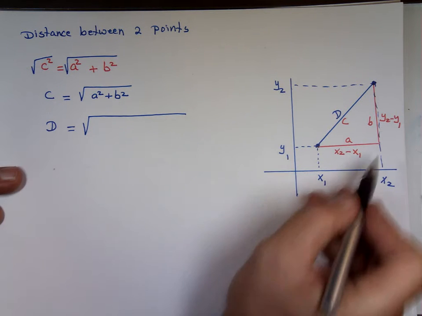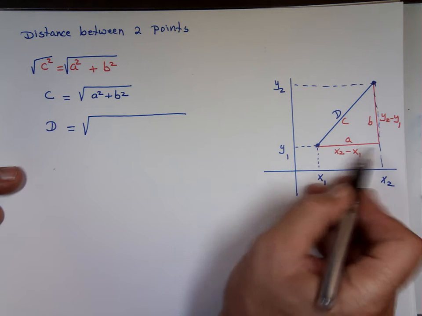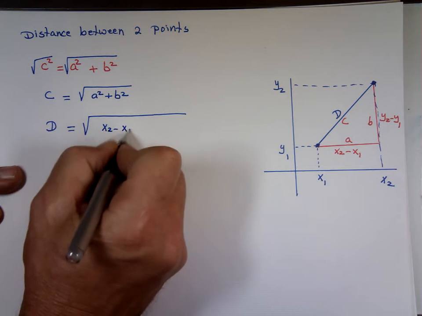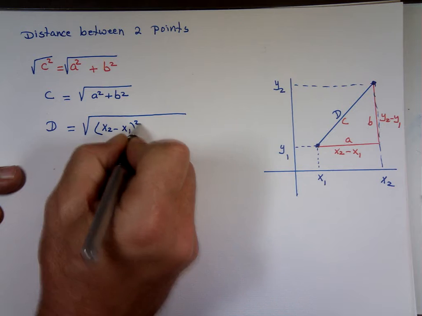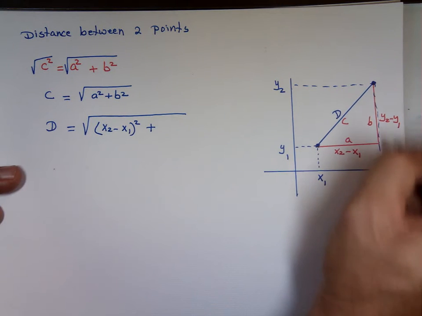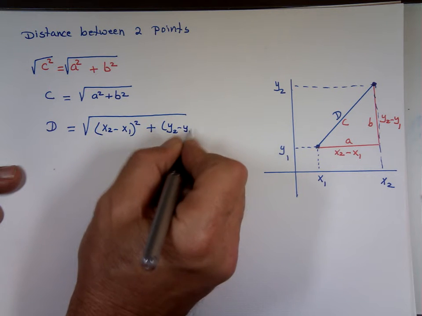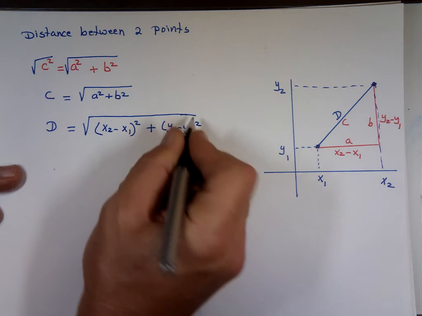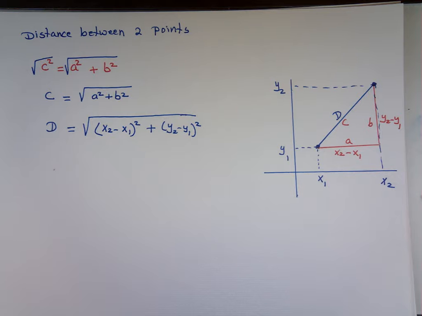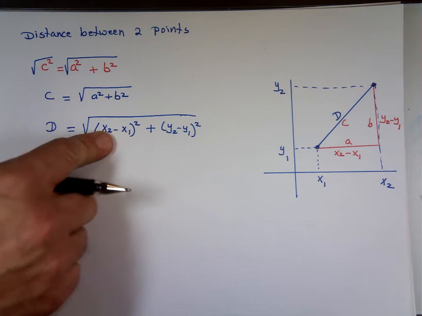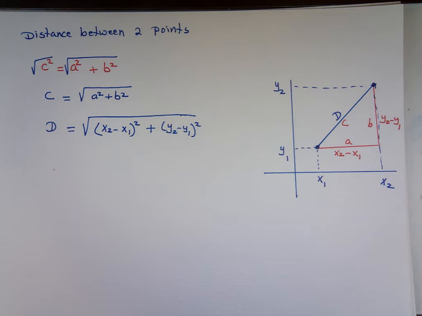What is A? A is this distance, which is x sub 2 minus x sub 1, squared. And B is that distance, which is y sub 2 minus y sub 1, squared. And that's the equation you see in our book. Don't be surprised if you see y written first and x second, or x first and y second. Doesn't matter. But that's how you find the distance between 2 points.